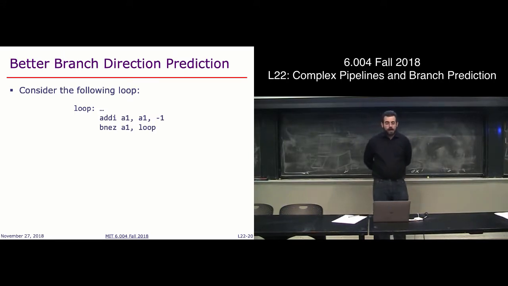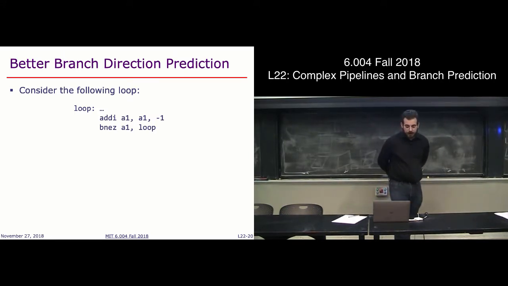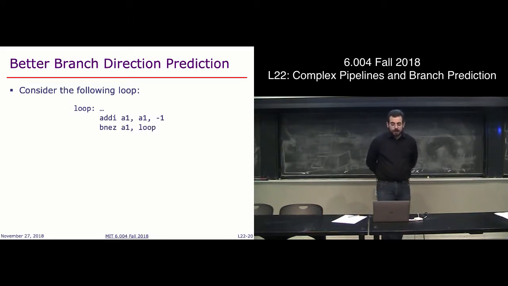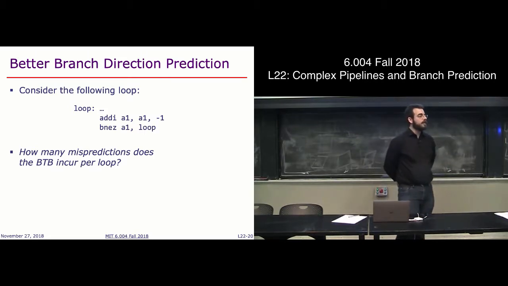Okay, so this brings us to the last part of the lecture, which is that the BTB is doing a decent job at storing targets, and this is in fact the main way that modern processors decide where to jump. But there's also better things that we can do to predict whether a branch is taken or not. So consider this very simple loop where we have some instructions, right? And then we're decrementing a counter, and when that counter is zero, we fall through, and if it's not zero, we jump back. So how many mispredictions are we going to have per loop with the BTB?